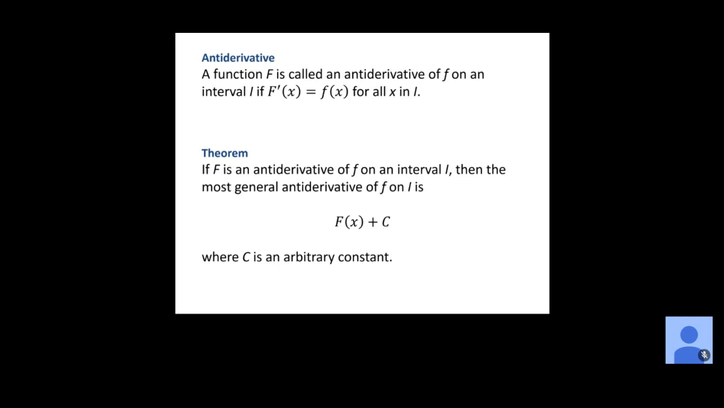Now, if big F is an antiderivative of little f on an interval I, then the most general antiderivative of little f on that interval is big F of x plus c. And if you remember, we had a theorem or a corollary earlier that basically said, well, yeah, the derivative at a bunch of different points can be the same for two functions. They're just translations of one another, right? Okay, because the slopes of the tangent lines would all still be the same.